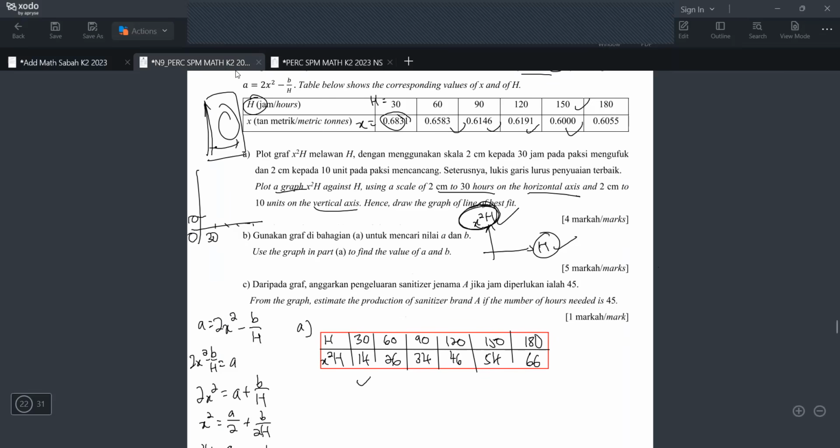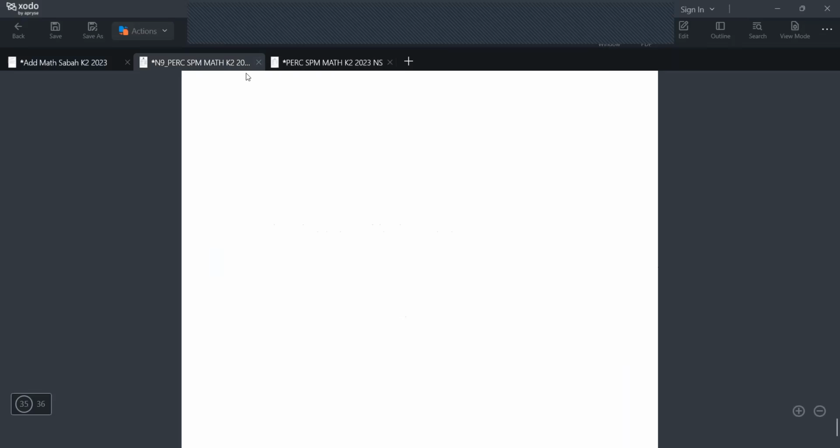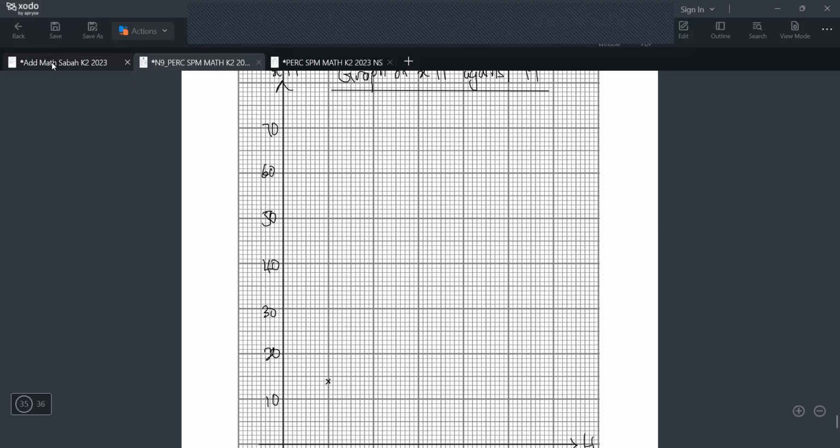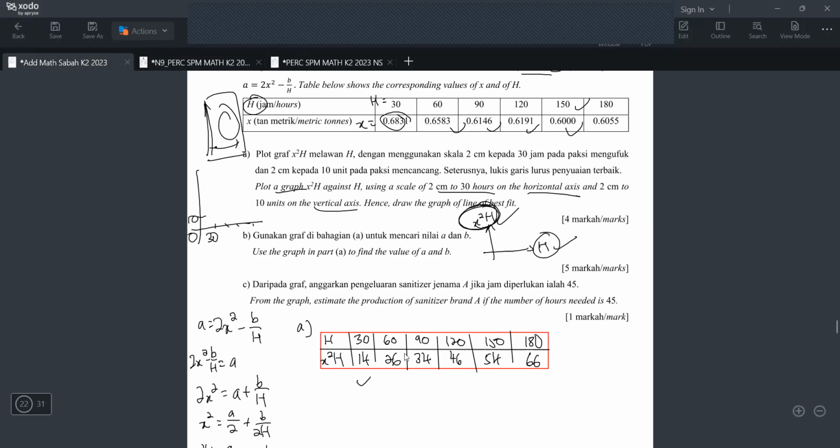So let's go back to the graph, 30, 14. Where is it? This is 30, and 14 is just 10, and then 11, 12, 13, 14. This is it, right? So 30, 14. It means one small box here is 1. Every time you go up one box, you plus 1. So plus 1, plus 1, plus 1, you plus 4 times. Okay, let's continue.